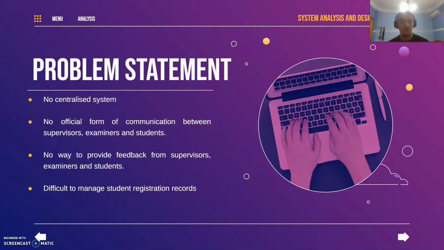Number two, we have no official form of communication between supervisors, examiners, and students. Those users would have to use other social media applications to communicate, such as Telegram and WhatsApp. There's no built-in feature that allows them to communicate with each other. Number three, there's no way for the students, examiners, and supervisors to provide their opinions or feedback regarding the courses, the assignments, and so on.